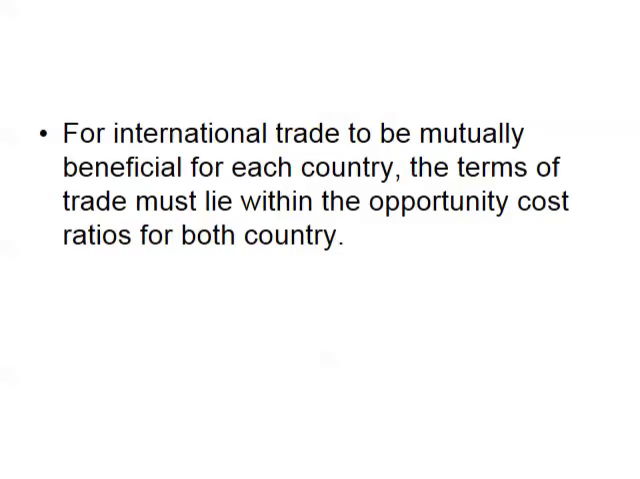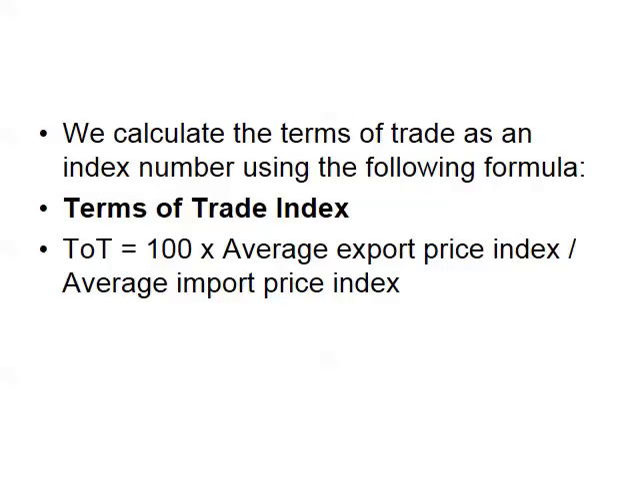For international trade to be mutually beneficial, we know this from comparative advantage, the terms of trade must lie between the opportunity cost ratios for both countries. If they don't, then the country will not be better off by specialization and trade. And if it does lie between the opportunity cost ratio, then they will be better off by specialization and trade. And just a reminder, when we were looking at this scenario in depth with comparative advantage, we saw with specialization and trade that both countries would be able to consume, not produce, but consume beyond their individual PPF.